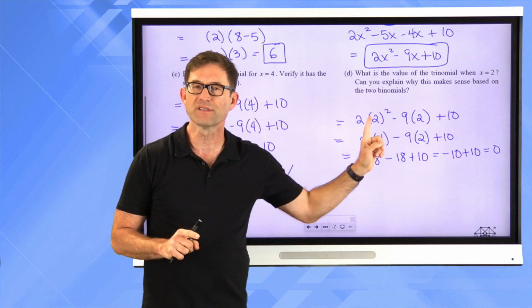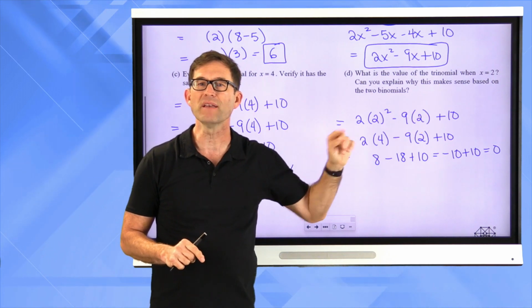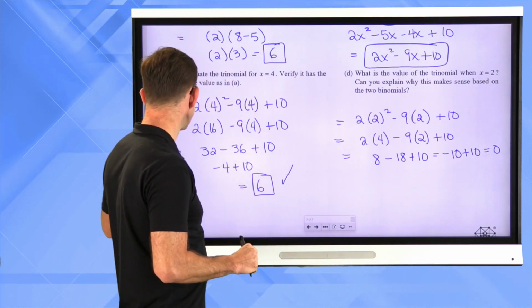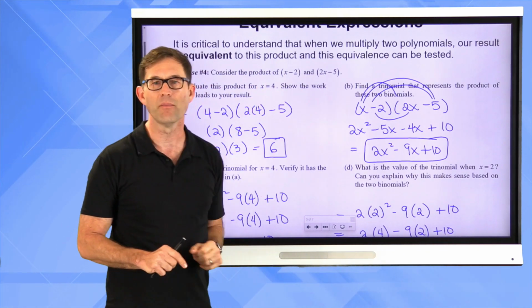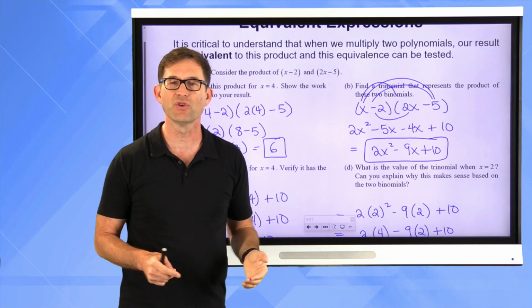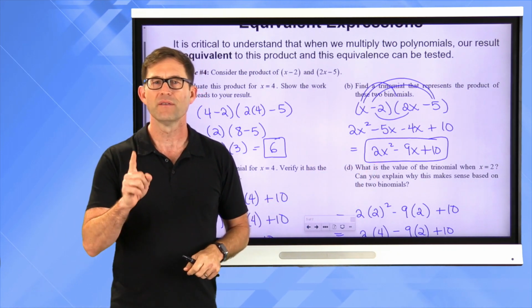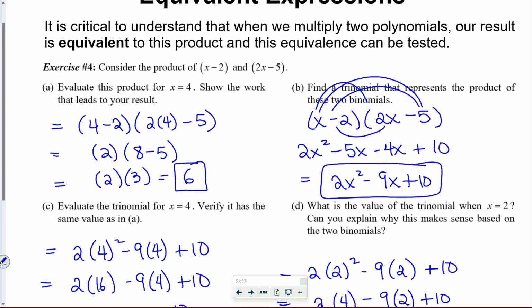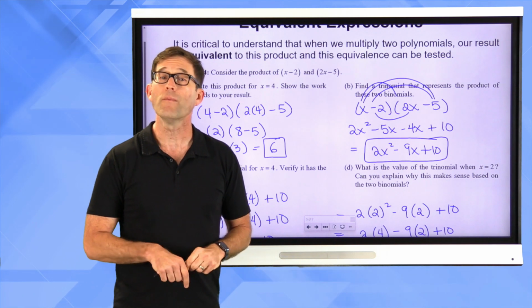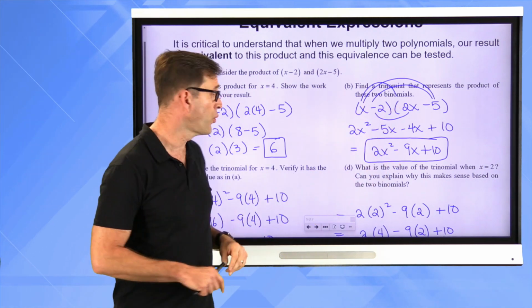Now, the second part of this is, can you explain why this makes sense based on the two binomials? So why is it that based on these two binomials, x equals 2 should be a 0 of this trinomial? Take a moment and think about this. Well, keep in mind that this trinomial and this product are equivalent.